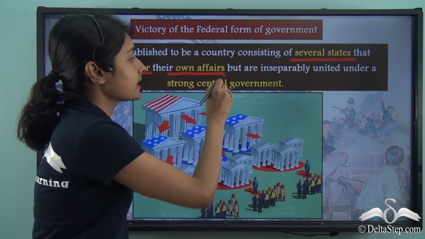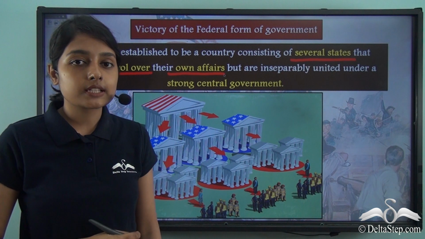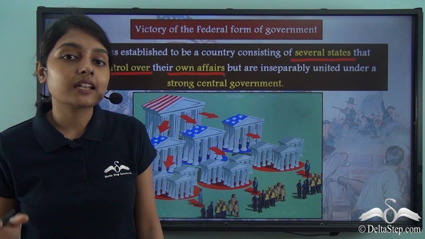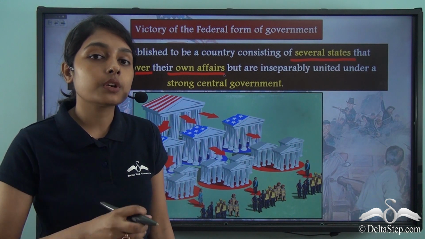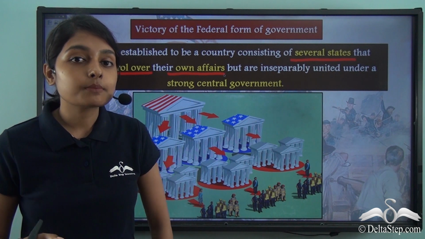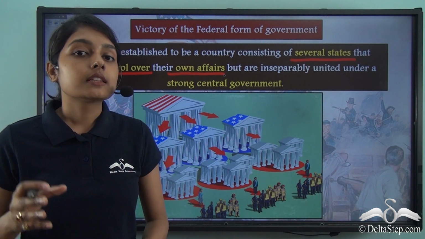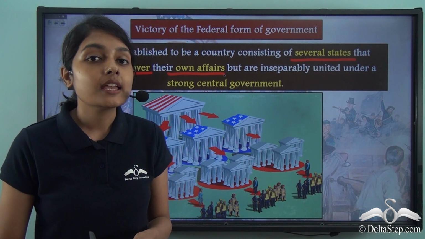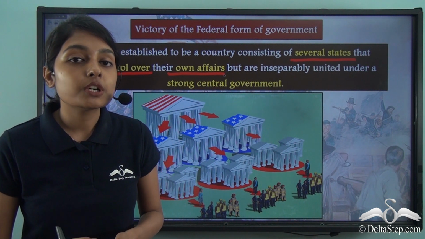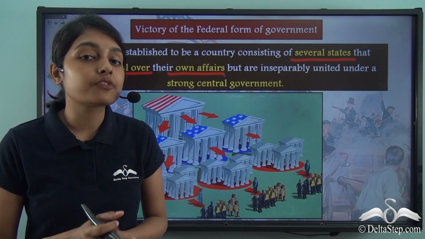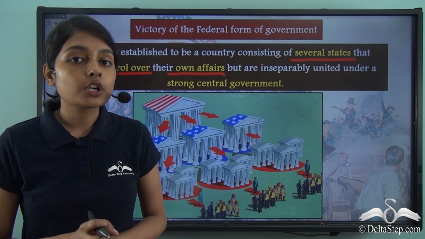So now, the several states that together comprised the nation of the United States of America had control over their own affairs. This we have already learnt, that in a federal system of government, the states get to enjoy control over their own affairs or over internal affairs. But at the same time, we are not to assume that this autonomy over one's internal affairs gave the states the liberty to secede from the Union or to do anything and everything they wanted. They could not do that.